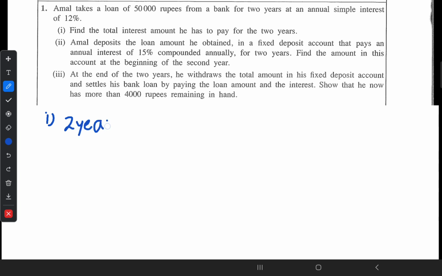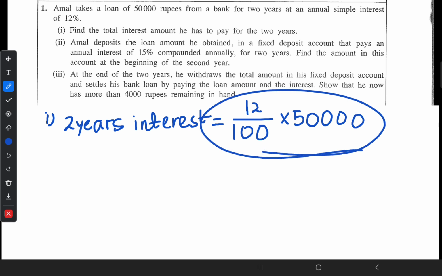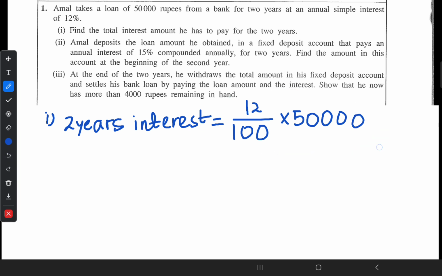So, 2 years interest. To find that, what do we need to do? We know the interest percentage, which is 12%. So 12 over 100 multiplied with the loan amount, that was 50,000. While simplifying this, this gives the interest for 1 year. Okay, for 1 year, this is the way you should find the interest.